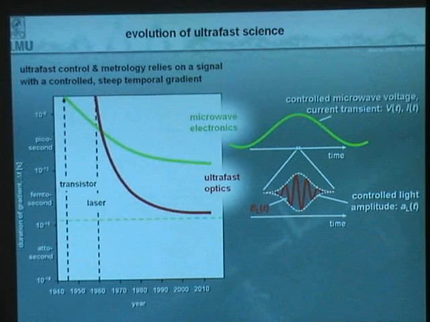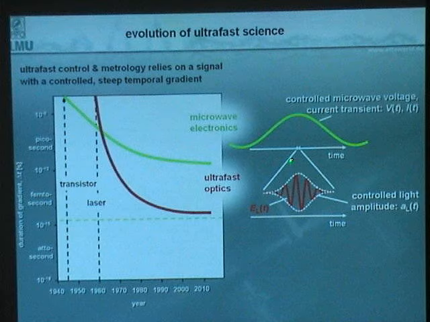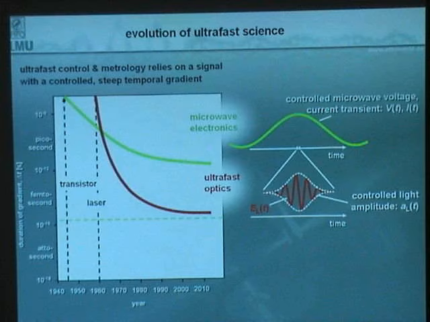Nonlinear optical techniques exploited by lasers have paved the way to femtosecond pulse generation and metrology down to the few femtosecond regime, which turned out to be a pretty firm limit just set by the wave cycle of light in the wavelength range in the near infrared where the shortest pulses have been generated. In ultrafast optics, it is either the amplitude envelope or possibly the chirp of the pulse that introduces the well-controlled steep gradient.